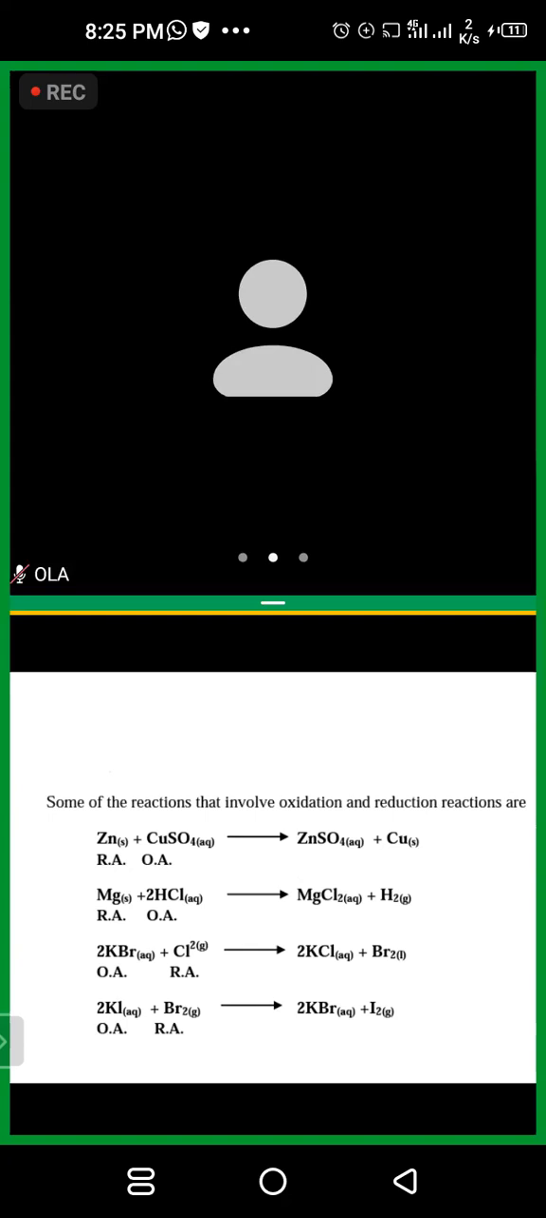So let's get this straight. While we have oxidation and reduction, a substance that is oxidized is the reducing agent, while a substance that is reduced is the oxidizing agent. It's just that simple. Let me try to bring up a particular example.